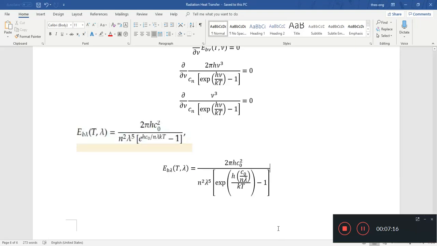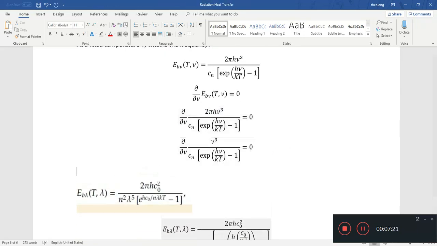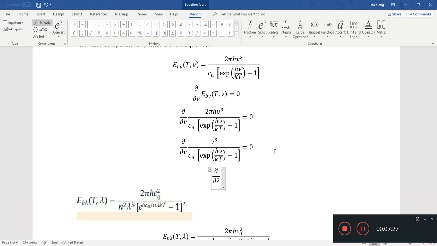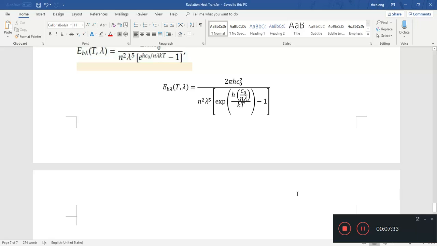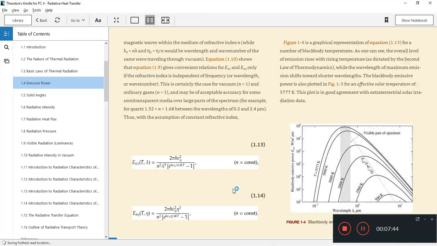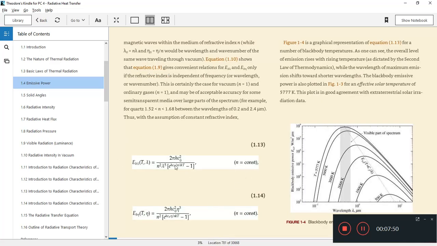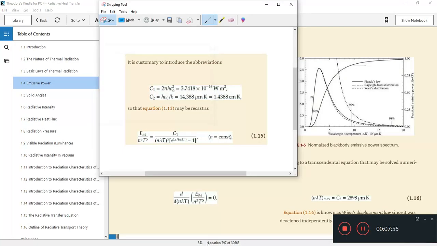What did they do to do this derivative? They would have done it with respect to wavelength, something like this, right? Okay, so there's a very neat trick they did. So consider this. I have to close this up. So this is equation 1.13.